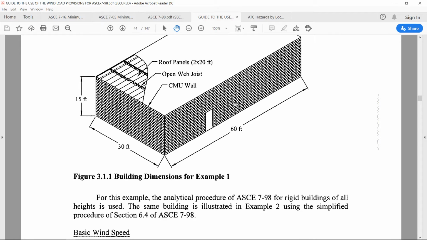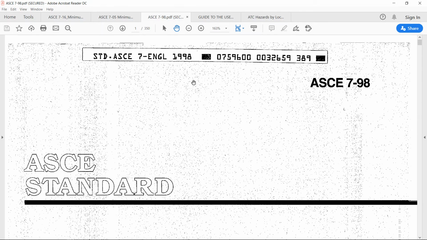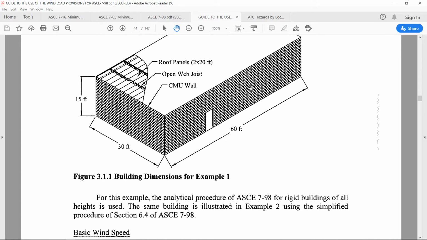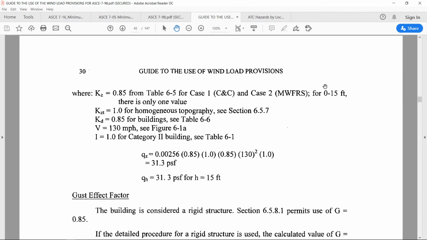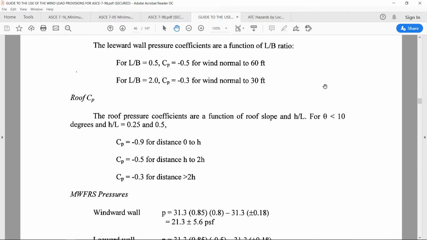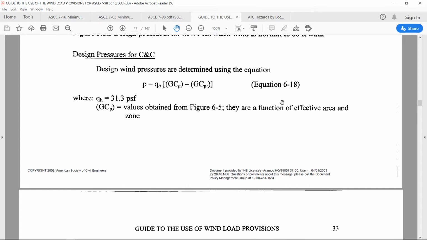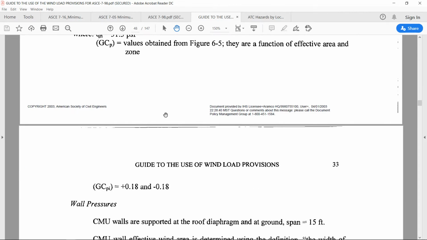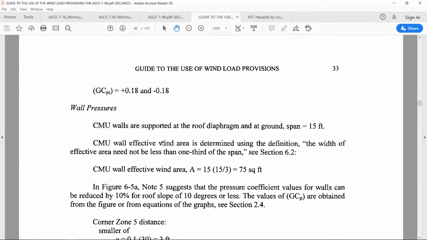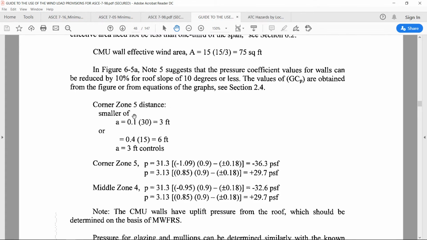Later on we will be defining the loads on component and cladding on the side walls as it is defined here on the guide. So we will be following the same thing. Design pressure and component and cladding for the wall. So here is the zone 5 and zone 4.